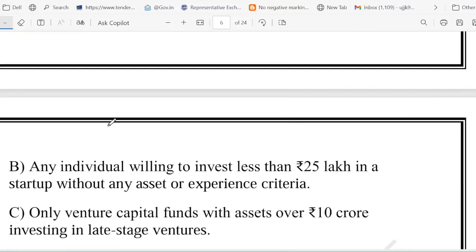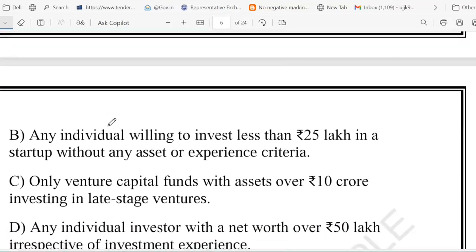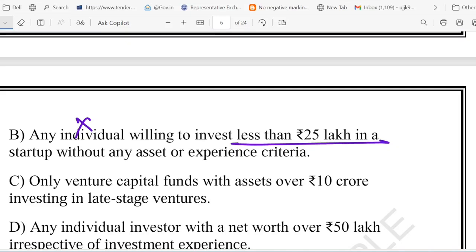Now option B says an individual willing to invest less than 25 lakh. This is completely wrong, right? The SEBI rule is that the minimum investment is 25 lakh, not less than that, right? This is the minimum investment, 25 lakh, not less than that.